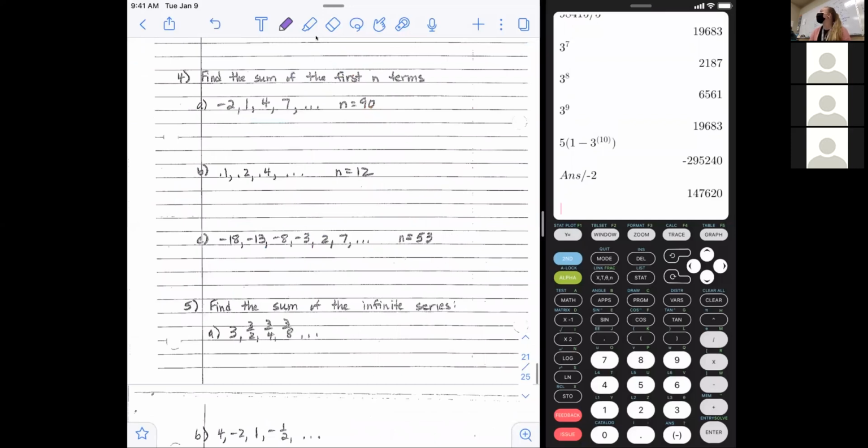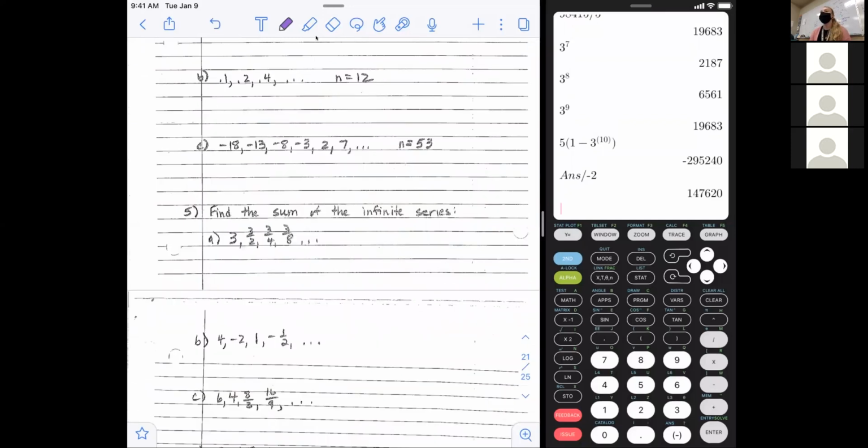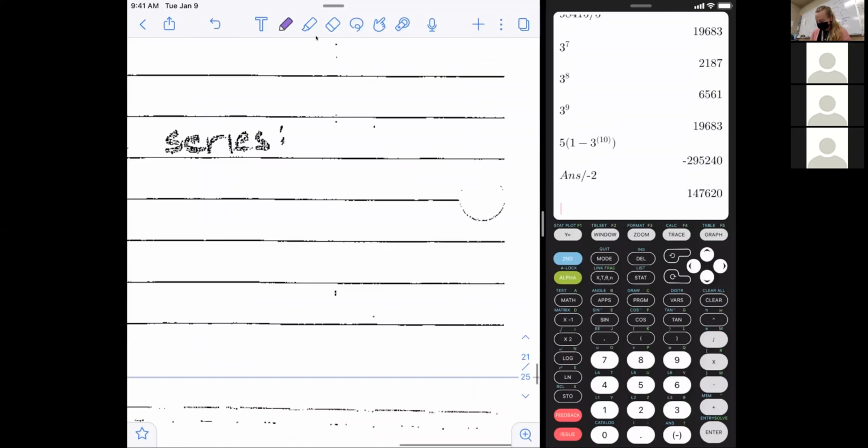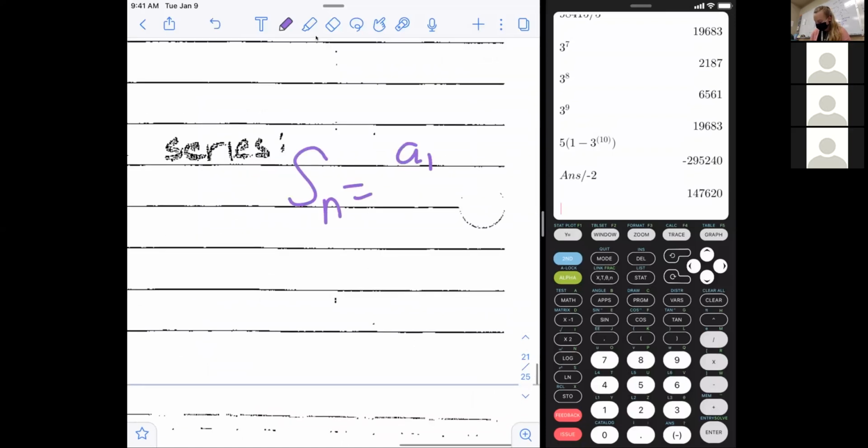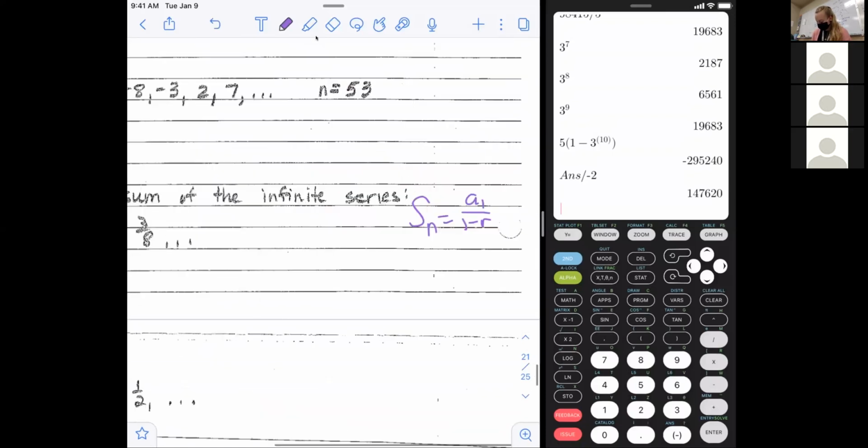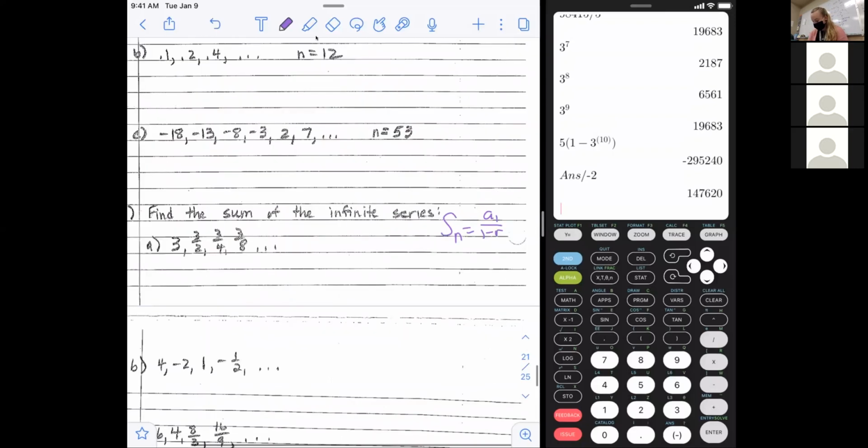The last thing I want to do, I want to skip number 4, and I'm going to come down here and say, find the sum of the infinite series. So it says infinite series. Remember before I gave you a formula that said infinite series? That's what we're using here. S of n equals a sub 1 over 1 minus r. This is a series that goes on and on and on forever.